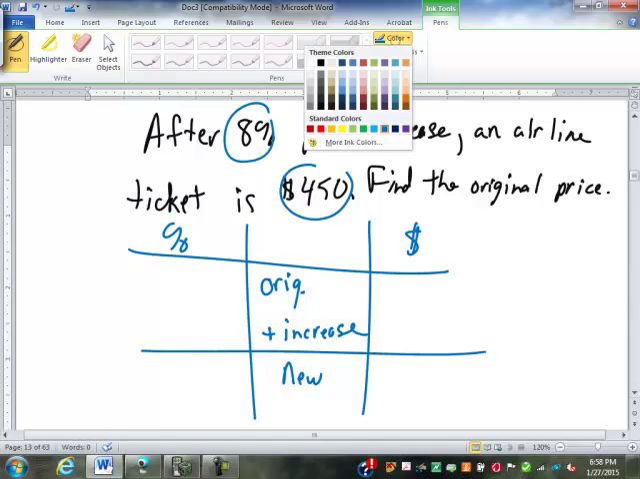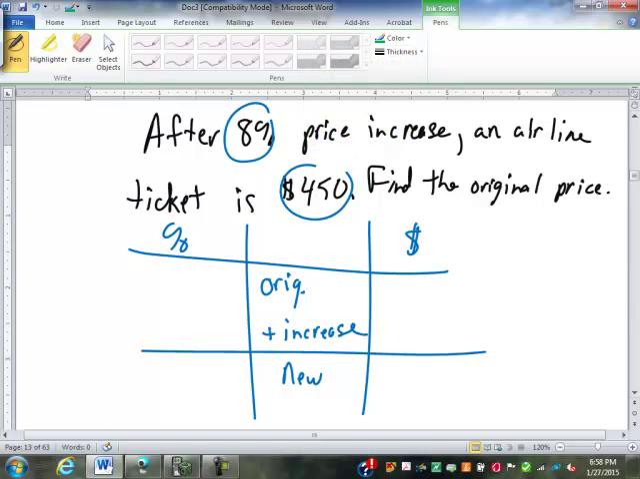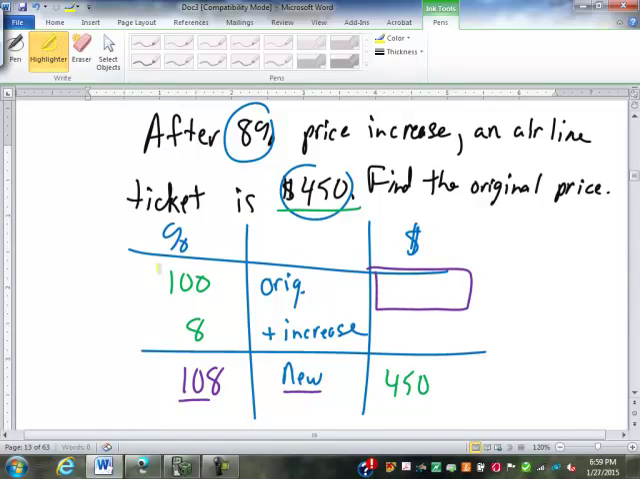And we have dollars and percents again. We know the new price is $450. We know the percent of the increase is 8%. And we also know 100% goes in the original price. From here, we've got 100 plus 8 makes 108. So this new price is 108%. What number are we looking for? What the original price is. We're looking for this one here. So that tells us we need this top line.